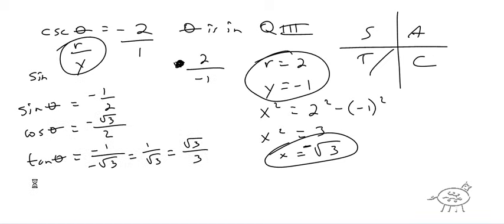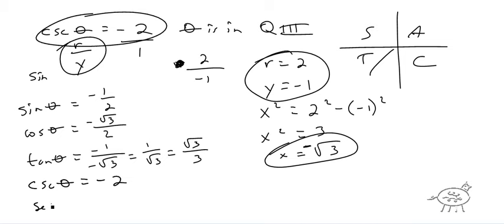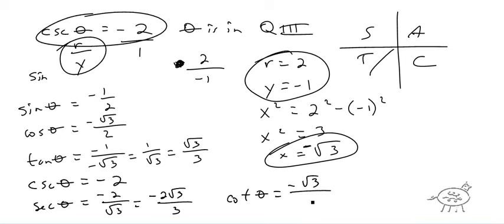Okay, and then we have cosecant of theta. It's just reciprocal sine, which is -2, which we already know from up here. Secant of theta is -2 over √3, the reciprocal. So rationalize that, I get -2√3 over 3. And then cotangent of theta is x over y. So it's -√3 over -1, which is √3. Okay, it's positive. And you know it's positive too because you're in that third quadrant, and cotangent and tangent are also positive.